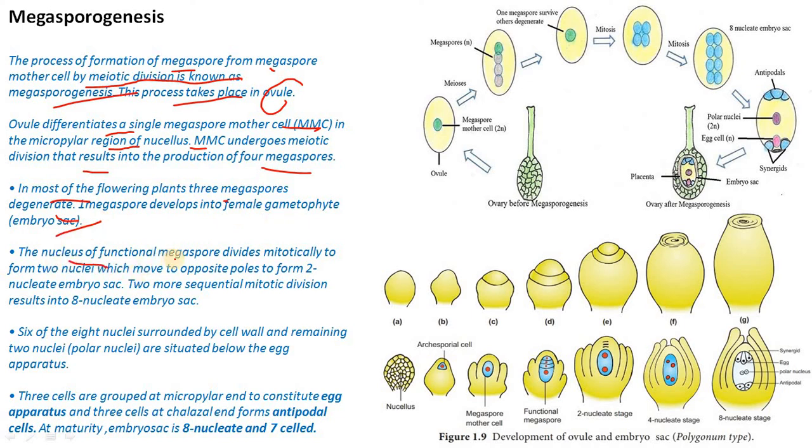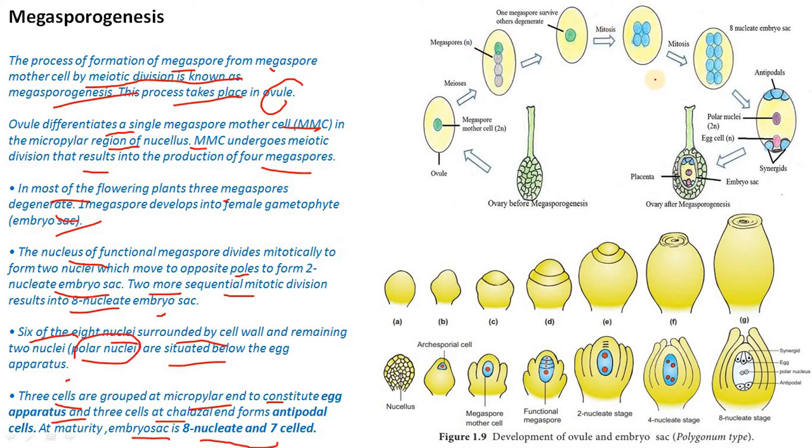The nucleus of the functional megaspore divides mitotically to form two nuclei which move to opposite poles to form the two-nucleate embryo sac. Two more sequential mitotic divisions result in the eight-nucleate embryo sac. Six of the eight nuclei are surrounded by cell walls and the remaining two nuclei are called polar nuclei, situated below the egg apparatus. Three cells are grouped at the micropylar end and constitute the egg apparatus, and three cells are chalazal and form the antipodal cells. At maturity, the embryo sac is 8-nucleate and 7-celled.